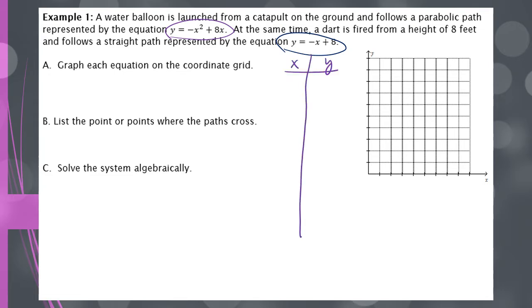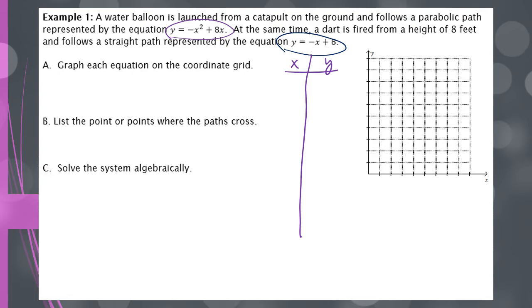Now something else is going to change here. When we graphed parabolas previously, I would say use negative b over 2a to find the middle of your table, and then have a total of 5 points. And that worked just fine for our purposes before, but now that we are talking about the path of this water balloon that's going in the air, I need to know where the balloon starts, and I need to know when it hits the ground.